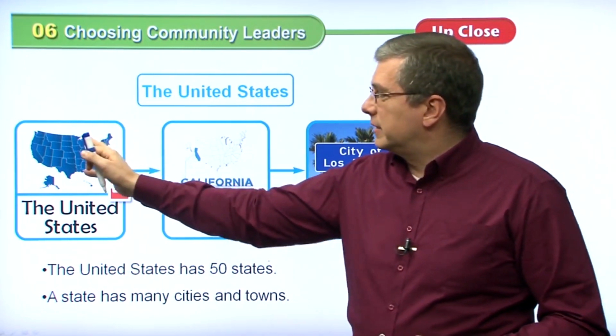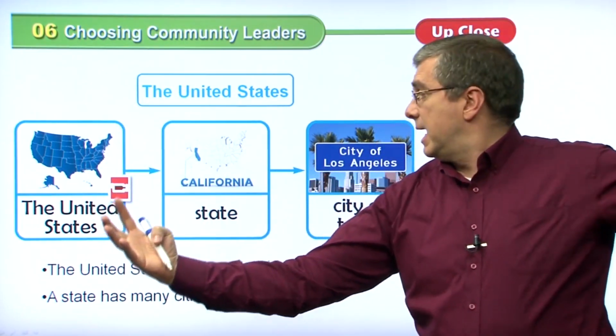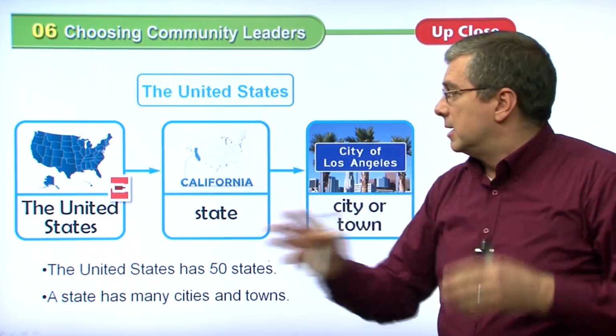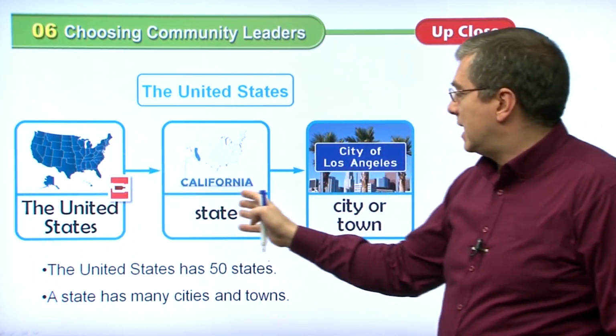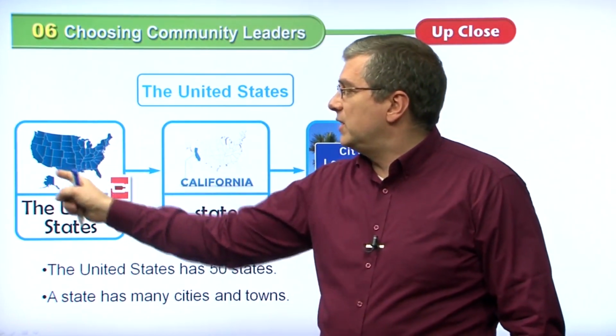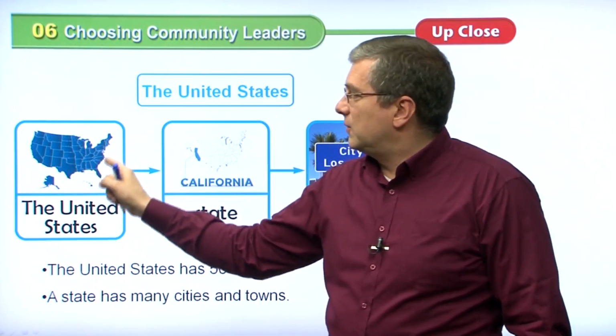So basically what this is doing, it's going from the very wide, the very big region, the whole country, and it's going down to a smaller region and a much smaller area. So we have the United States, we have a state, we have a city or town. Let's take a look at this video. By the way, there are 50 states, as it says down here. If you look at all these divisions, there are 50 states.